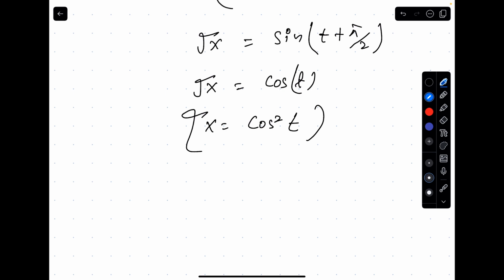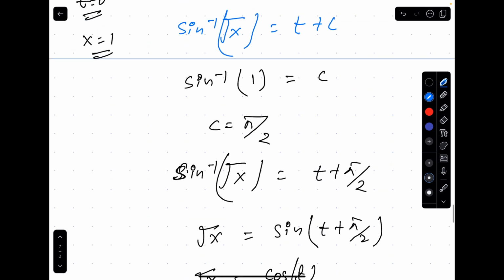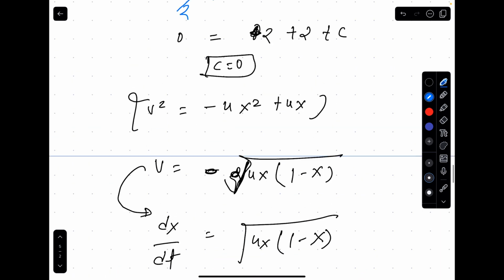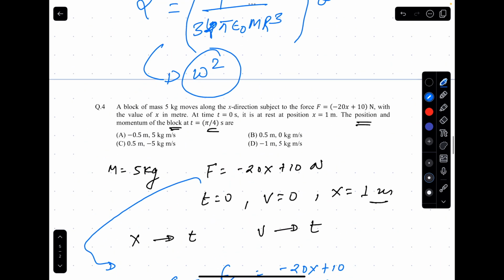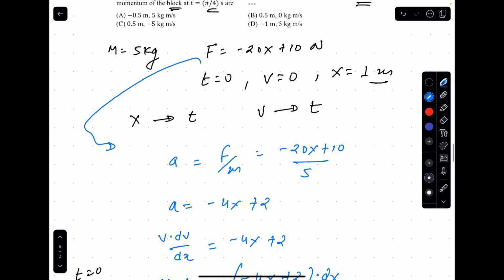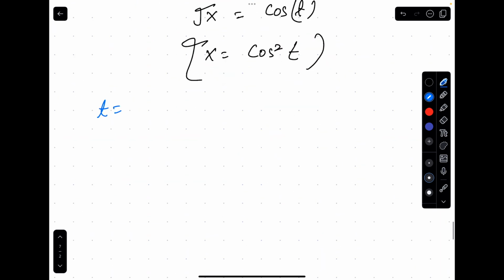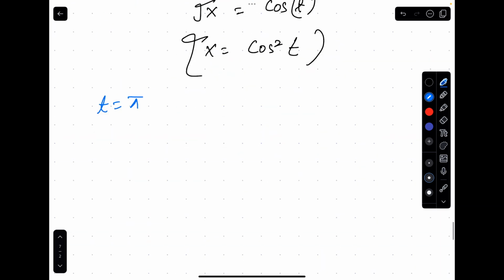Let's find out the position at t equals to what is the question, what they have given. We need to find out the position at t equals to pi by 4. If I place t equals to pi by 4, then x will be 1 by 2. So that is basically 0.5 meter positive.